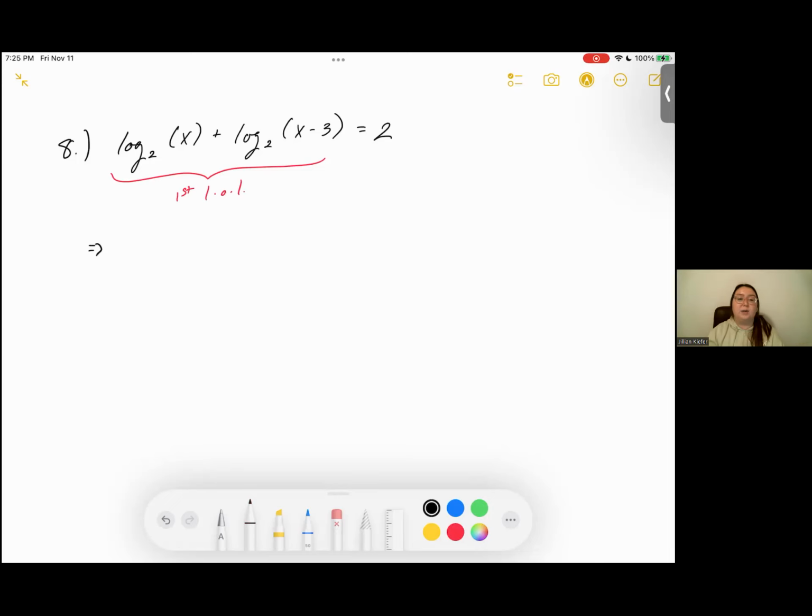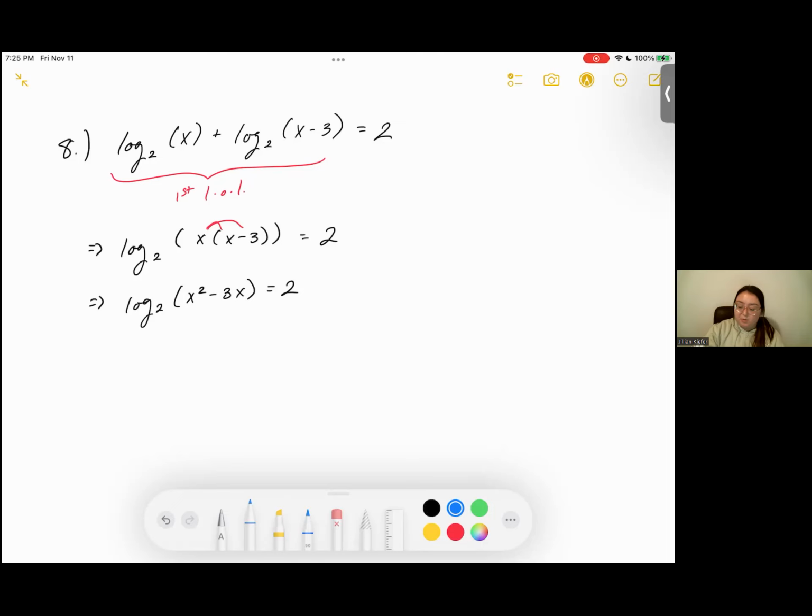Our first law of logarithms says that if you add 2 logarithms together, it means that you can multiply what you're taking the logarithms of. So this would turn into log base 2 of x times x minus 3 is equal to 2. Now we can simplify a little bit. We can distribute this x into our expression there. We can simplify it down to be log base 2 of x squared minus 3x is equal to 2.